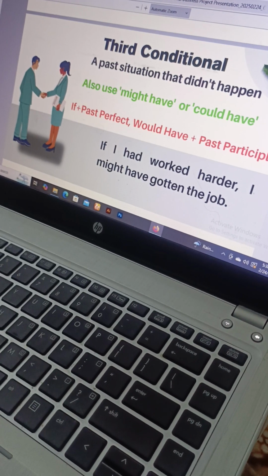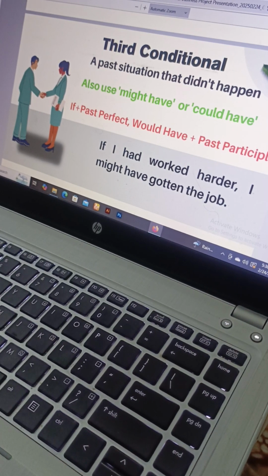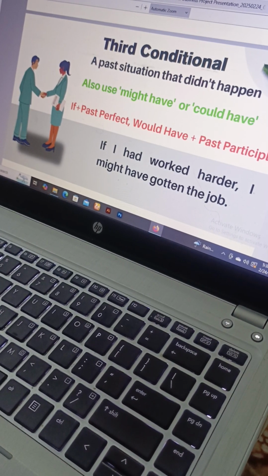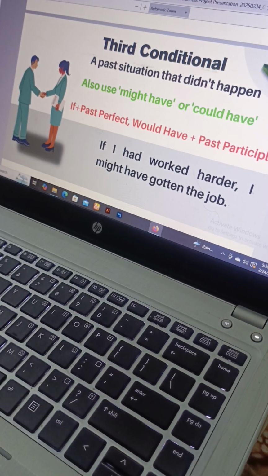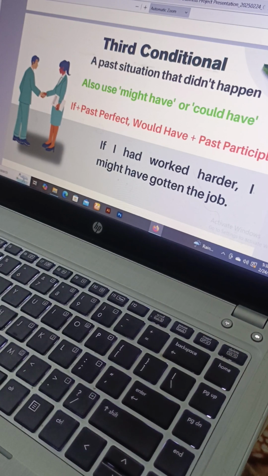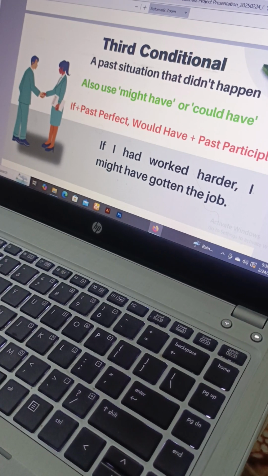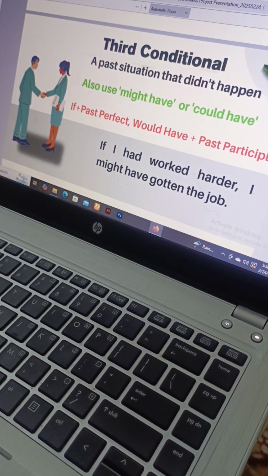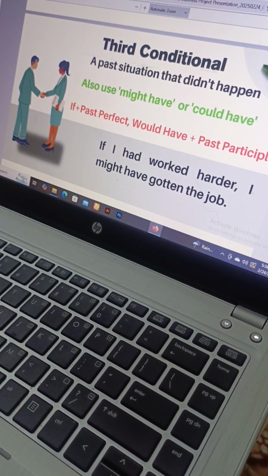Okay. Alhamdulillah. So let's talk about another example for the third conditional. So as we said, it's a situation related to the past but did not happen. So here it says, if I had worked harder, I might have gotten the job. You can add might, could, would, whatever you want, but that's a situation related to the past, but that did not happen. कि अगर मैंने और ज़्यादा मेहनत की होती तो मुझे वो job मिल चुकी होती.